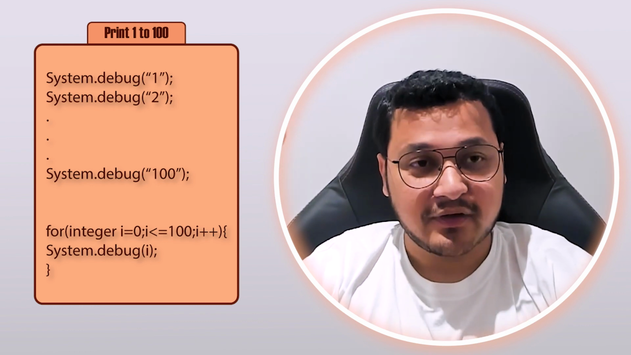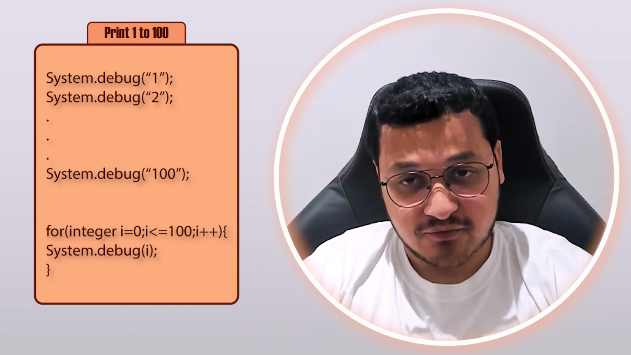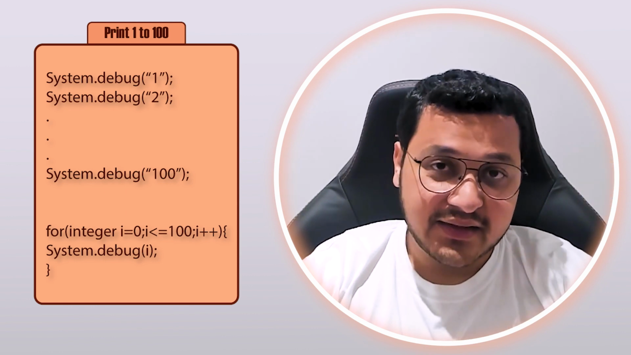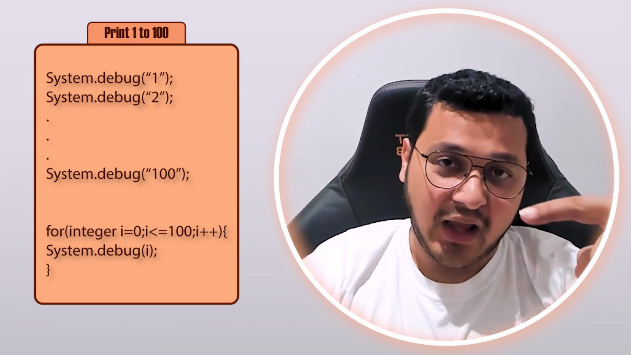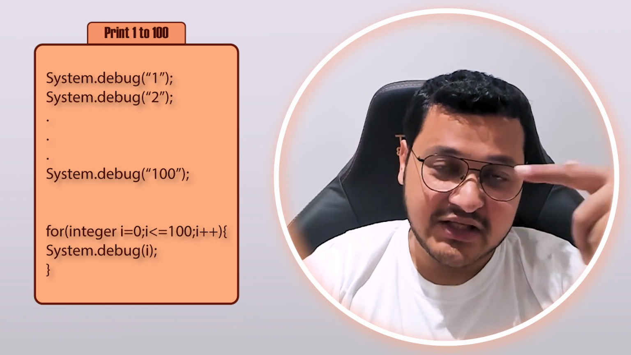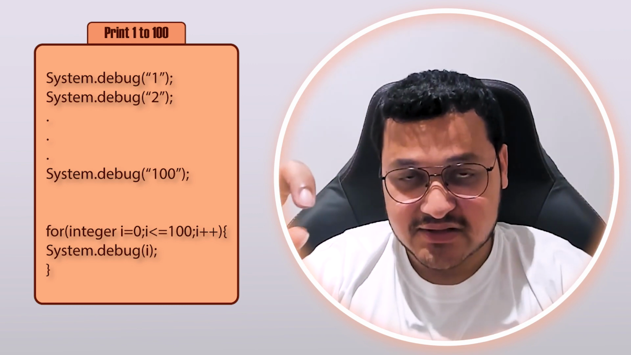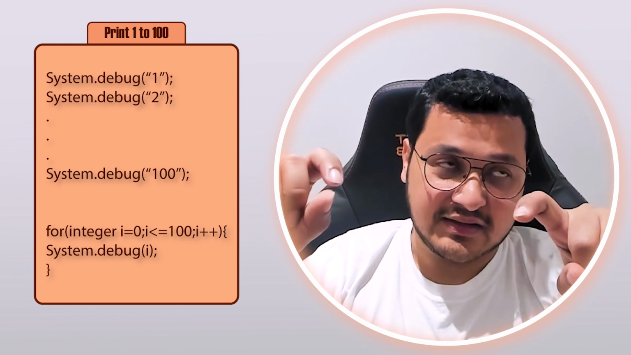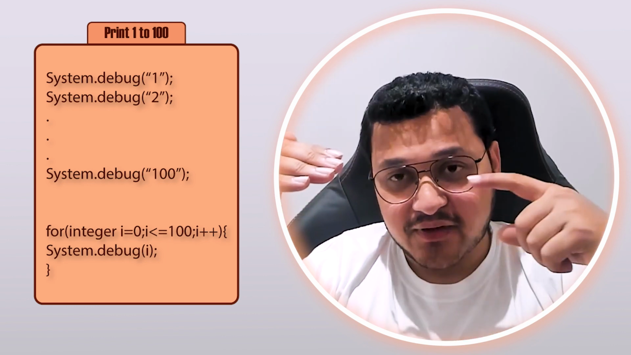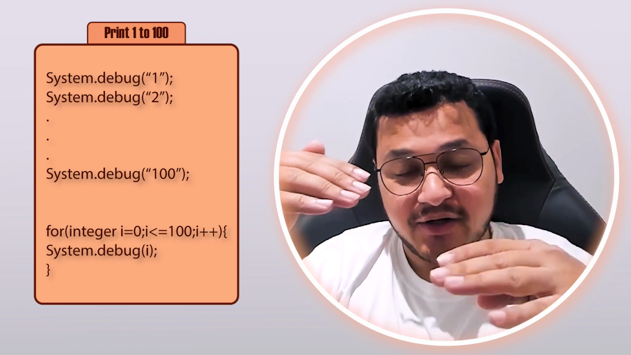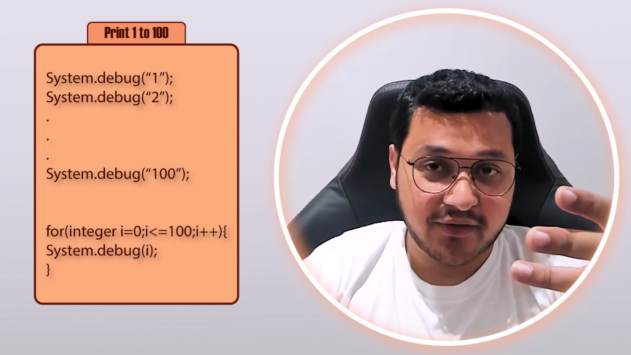You write a for loop: your variable value starts from 1, your loop runs until 100, and you increase your variable value each time. And then you just write a single system.debug statement, and this would actually print from 1 to 100 in just 3 lines of code. I'll quickly show you and then we'll come back to the points which are part of this, because it would be easier for you to understand that way.